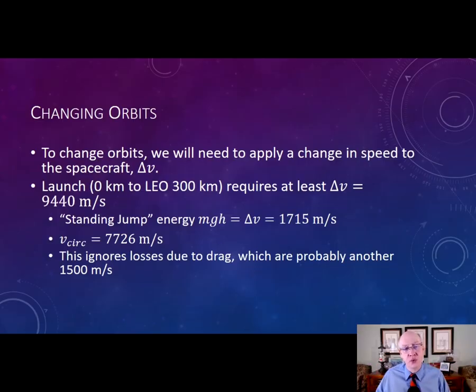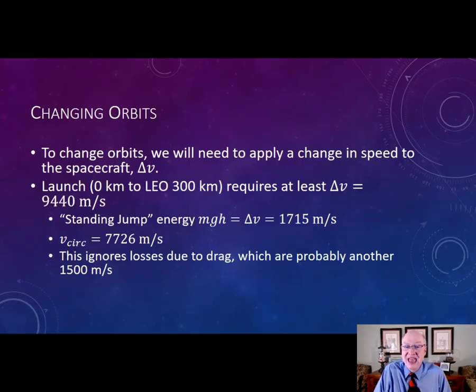And you'll remember energy is the ability to do work. So the work required, the change in energy required to get your satellite up to 300 kilometers equates out to a speed of about 1,715 meters per second. So those two combined, the 7,726 and the 1,715, result in a total delta V of about 9,440 meters per second.